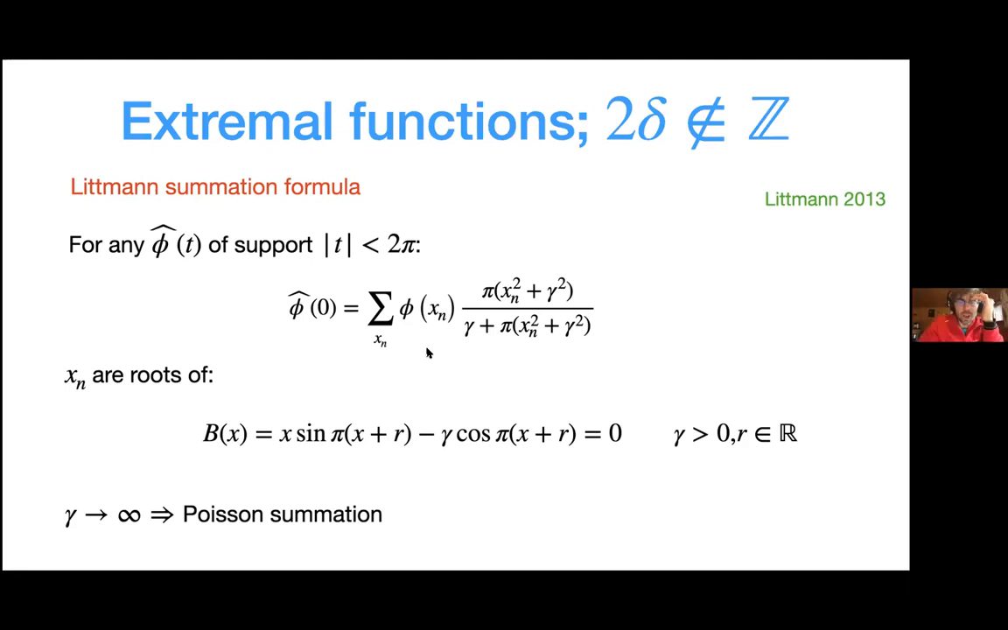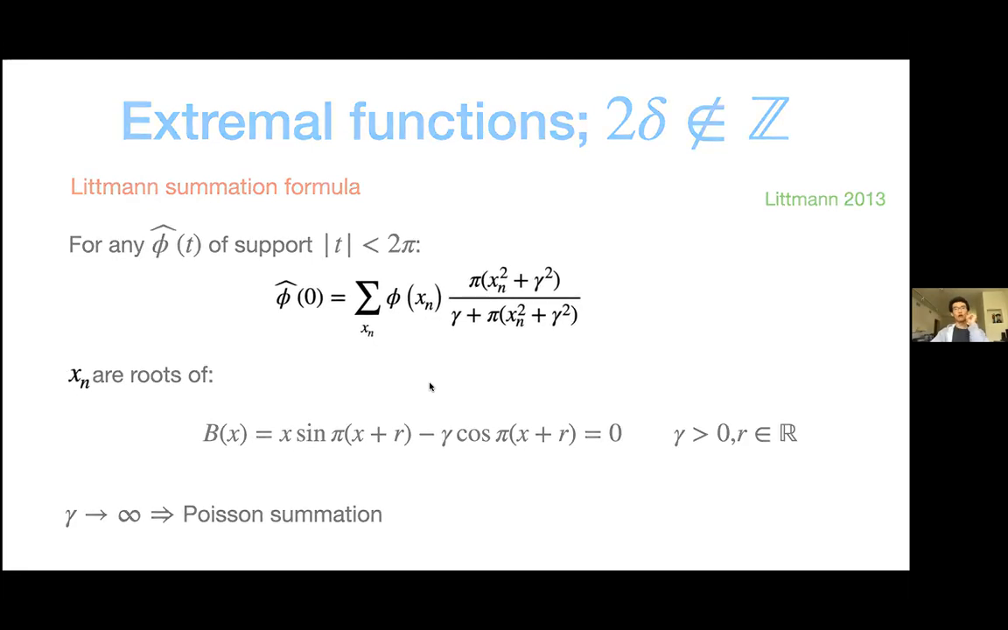Sorry, I'm confused. What is R? What is this real parameter? Is it an arbitrary parameter? It's anything. For any r in R, this formula is valid. Just like in Poisson summation, you had this parameter r as well, where you sum over integer spaced points, but with an overall shift of all these points. So that's the same r. And gamma is an extra parameter that you can tune, and that essentially tunes this discrete set of xn's that you choose.